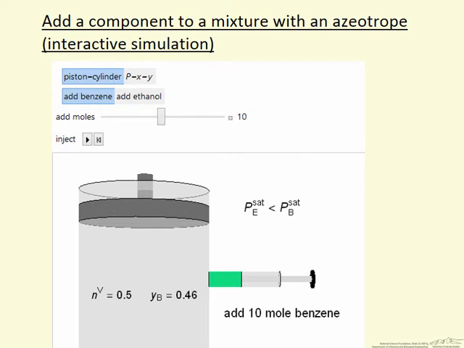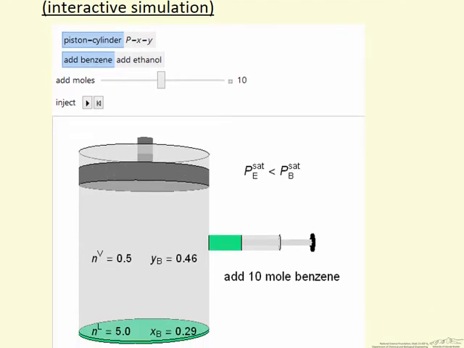I'm going to describe the interactive simulation on the left that looks at a piston and cylinder in which we start with a mixture of benzene and ethanol. The mole fraction is given here for the liquid phase, the number of moles, and then the number of moles in the gas phase, the vapor phase, and its mole fraction is given.